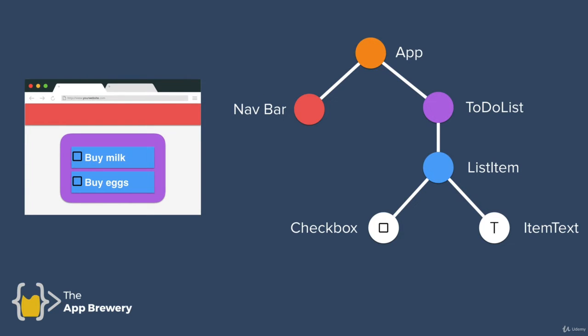So for example, here I've got the entire web app represented as a component. Inside that, I've got a navbar component, which can be customized. I've got a to-do list component, and inside that, I've got list item components, and then I've got checkbox and item text components, each of which can be reused and customized so that you end up coding less but creating more beautiful user interfaces. And it also vastly simplifies the structure of your website.